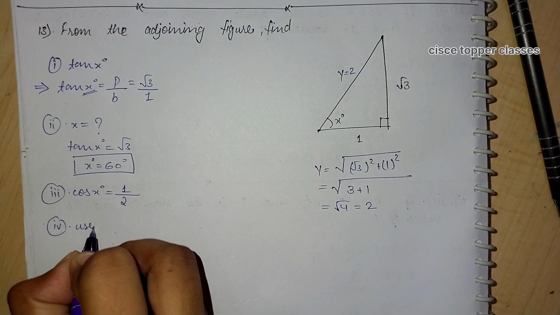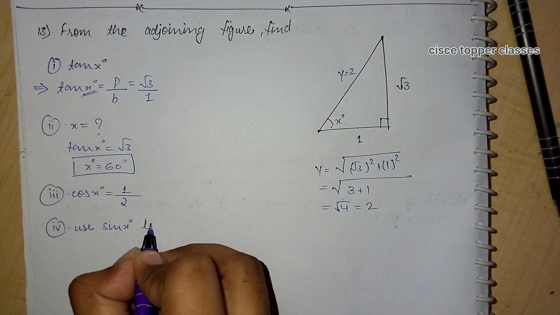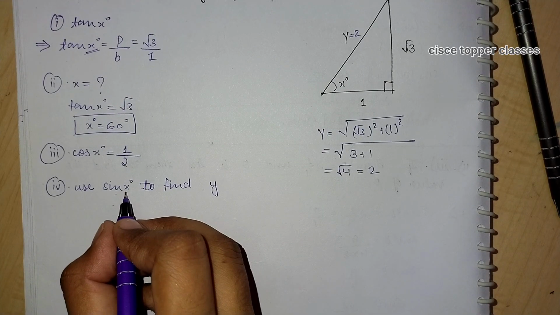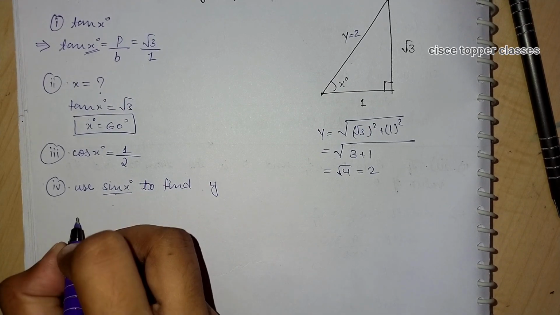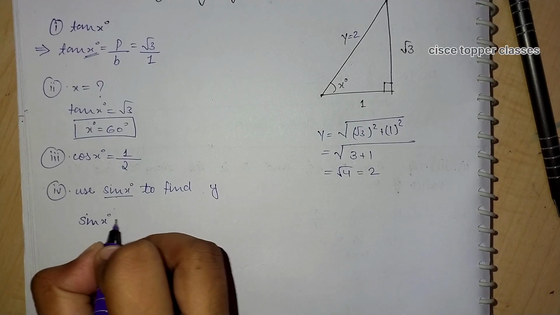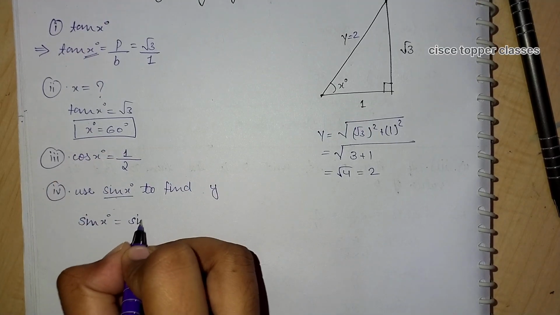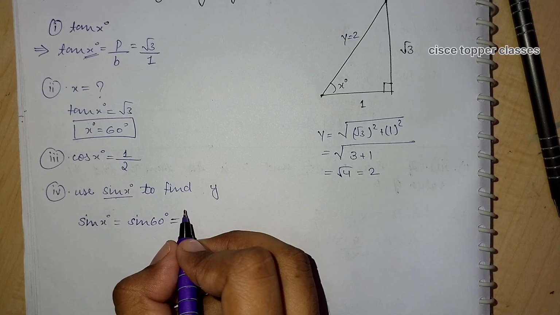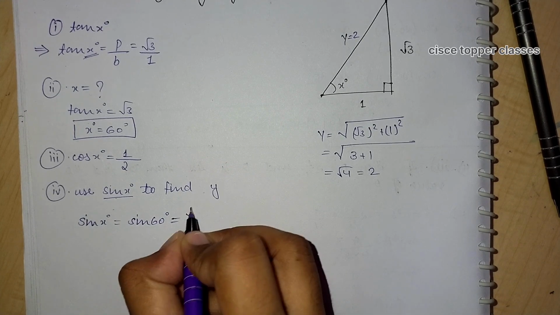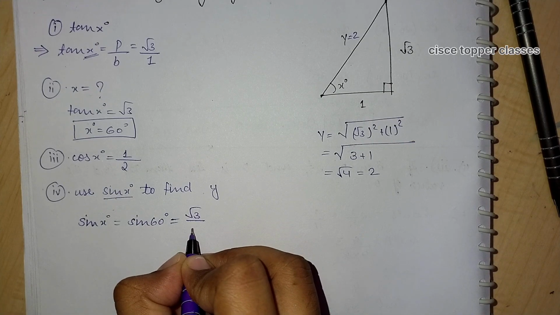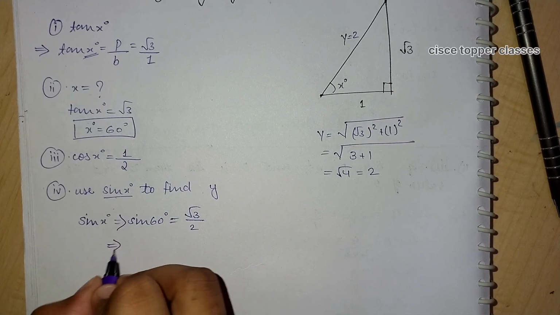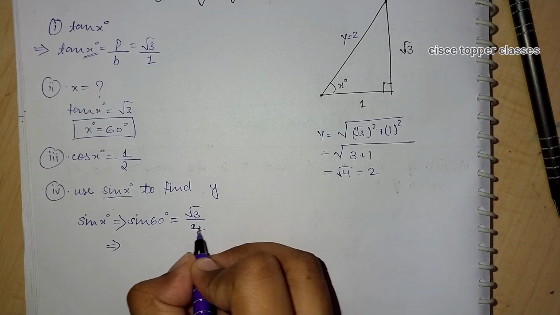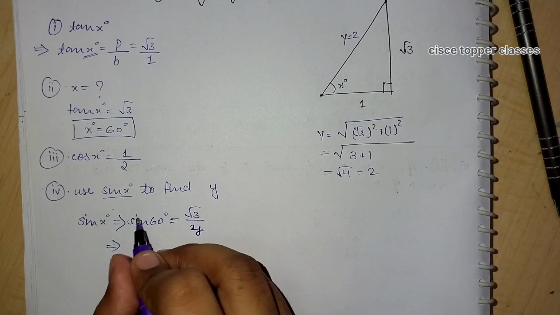The fourth part is use sin x degree to find y. So to find y, we have to use sin x degree. So we can write sin x degree as equal to, we'll put the value of x here, so this will be sin 60 degree. And we know sine of any angle is perpendicular by hypotenuse. So here we will put the value, so this will be under root 3 by 2. Now on comparing, we put here y. We have to calculate the value of y from here only.